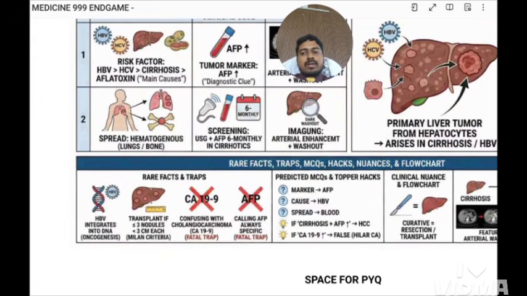HBV causes carcinoma by integrating its X gene. Okay, X gene is important. That is actually the tumor causing gene into the DNA of these hepatocytes. So this is the mechanism of oncogenesis when it comes to hepatitis B.